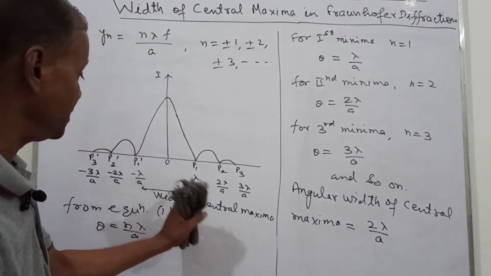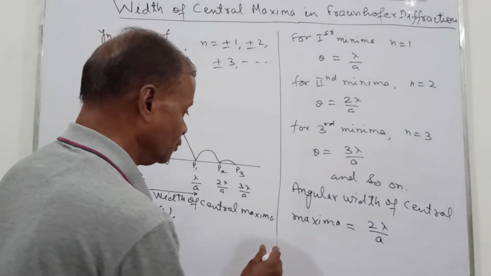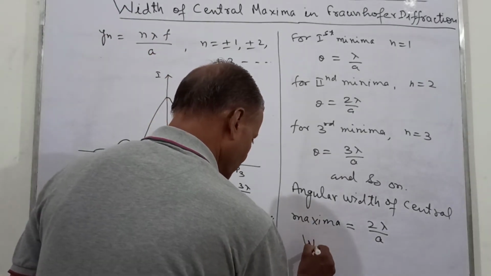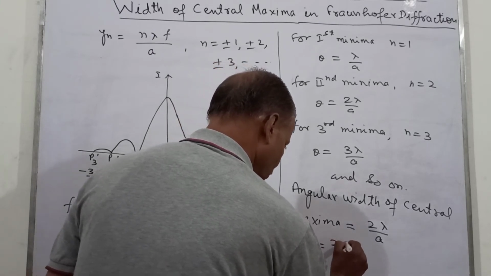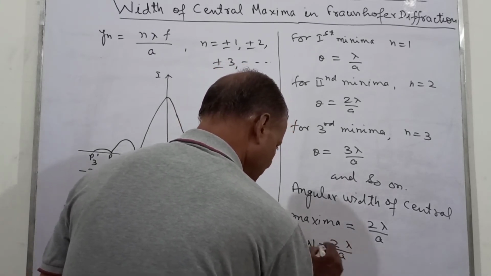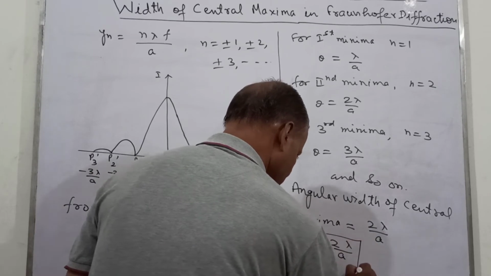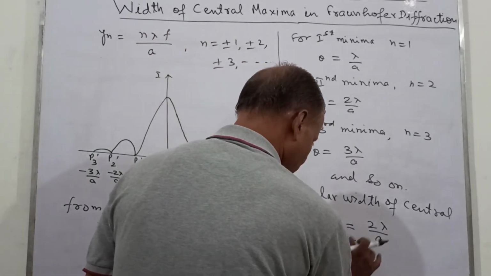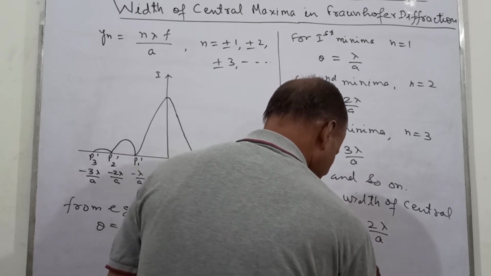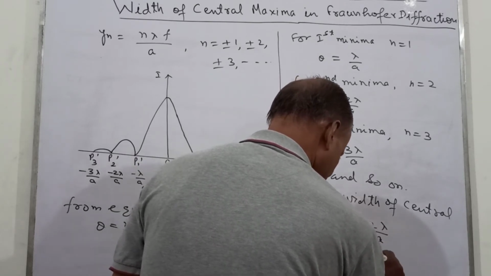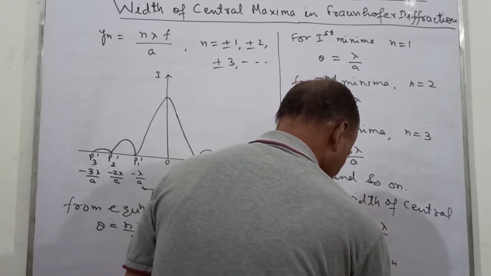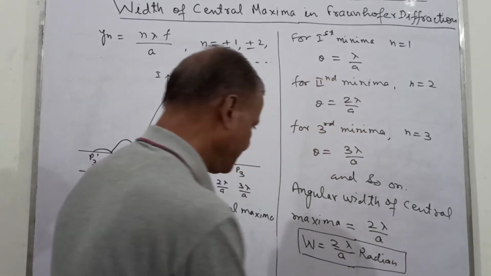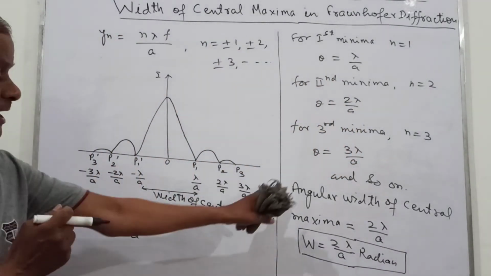Now the width of this central maximum is denoted by W. So W is equal to 2 lambda upon a. This will be taken in radians. So this much radian is the angular width.